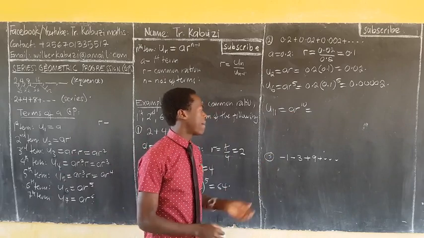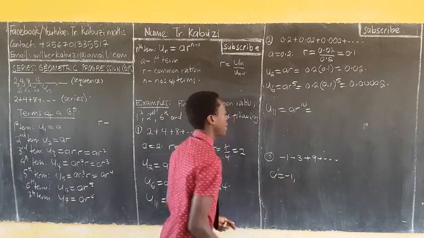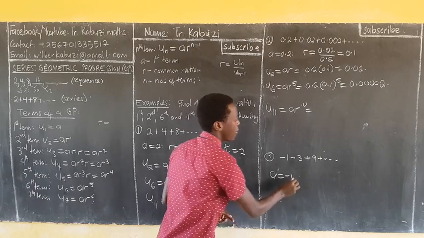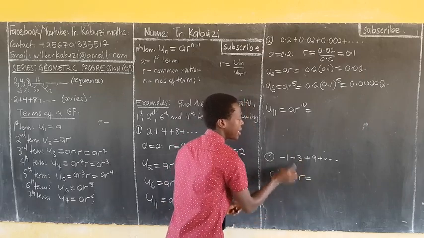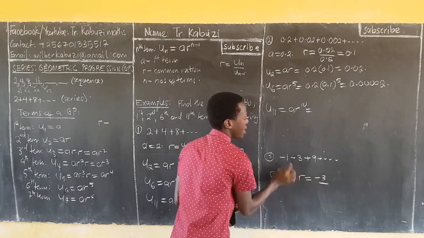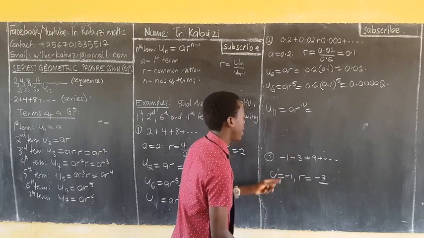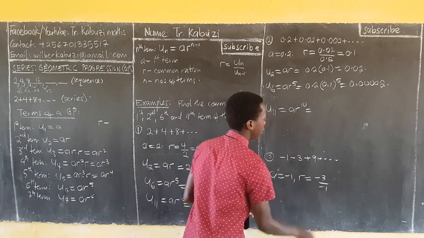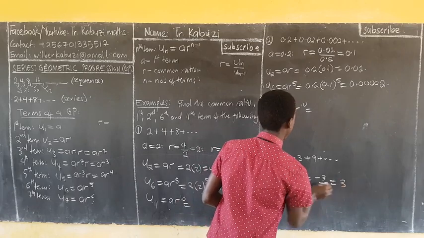Now, when you come to number 3, you see that our first term here is negative 1. To get my common ratio, you take it with sign. So it's negative 3 divided by the term previous, which is negative 1, which will give you 3.